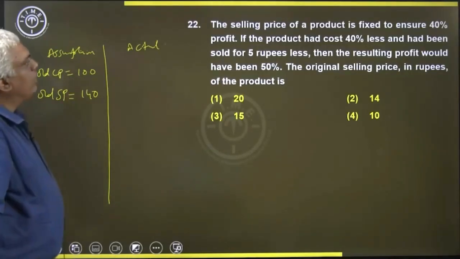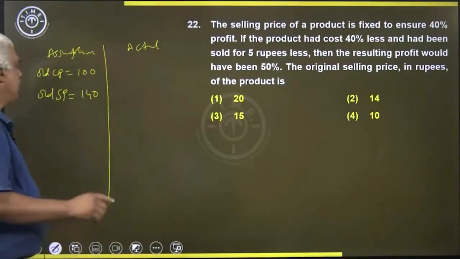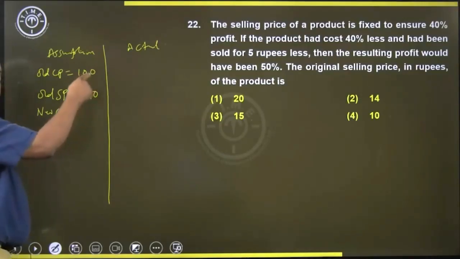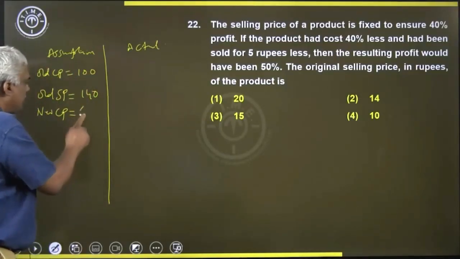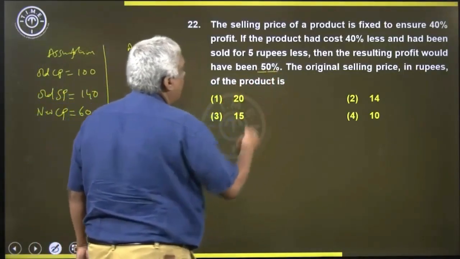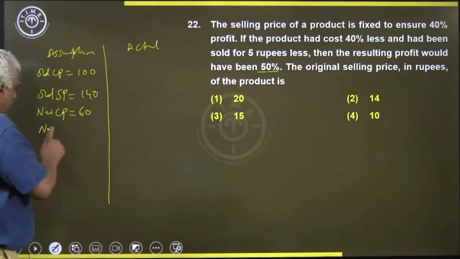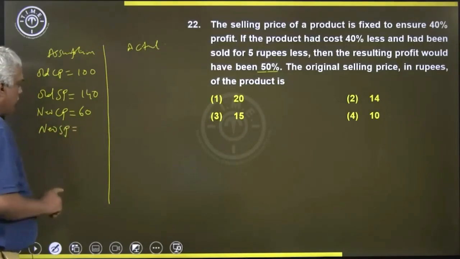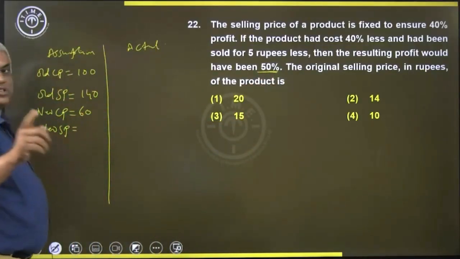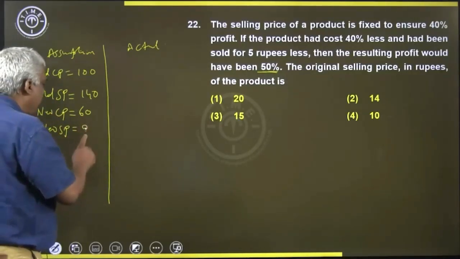Now, they are saying that the cost is 40% less. Let's say the new CP is 40% less. So, 40% less than 100 is 60, right? Then the resulting profit would have been 50%. 50% of 60 is 30. So the new SP is 90 rupees, right?